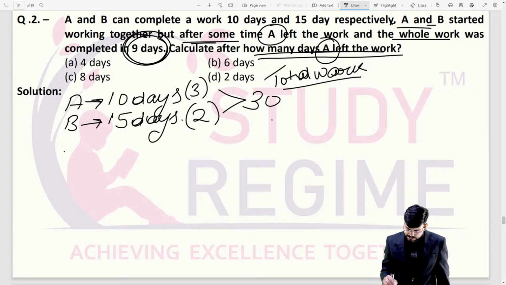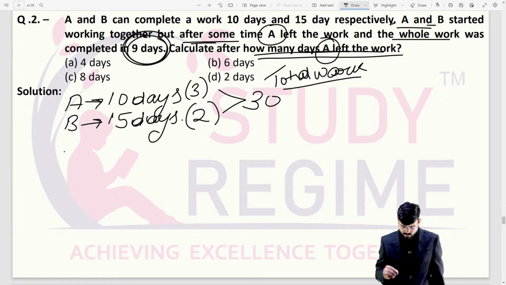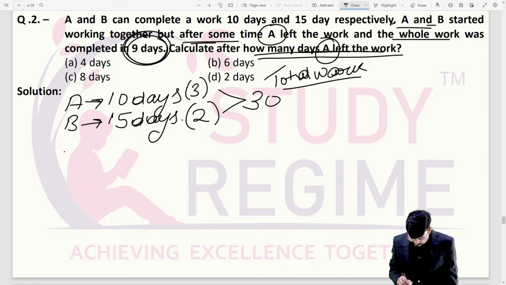Now divide this total work by the number of days. 30 divided by 10, you will get 3 units of work in a day. Now divide 30 by 15, you will get 2 units of work, which is done by B. Clear? Now in the question it is given that A plus B started working together.